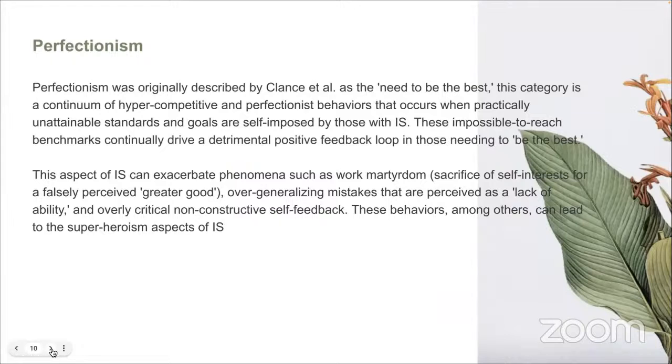My colleague, Wafa Yusuf, will continue from here, with the next criteria, which is perfectionism.